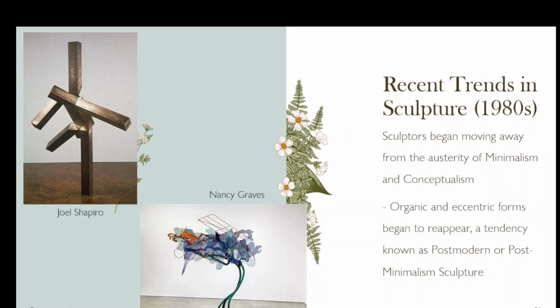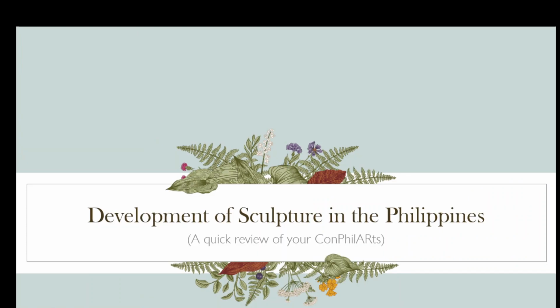In the 1980s naman, sculptors began moving away from the austerity of minimalism and conceptualism. Again, mas nagkakaroon ng artistic freedom yung mga tao. Organic and eccentric forms began to reappear, a tendency known as postmodern or post-minimalism sculpture. Ayan sa mga example kay Joel Shapiro, parang mga blocks lang ng kahoy na pinagdugtong-dugtong na parang makikita mo na may human form. Ito kay Nancy Graves, diba? Very colorful naman yung mga medium or materials na kanyang ginamit.